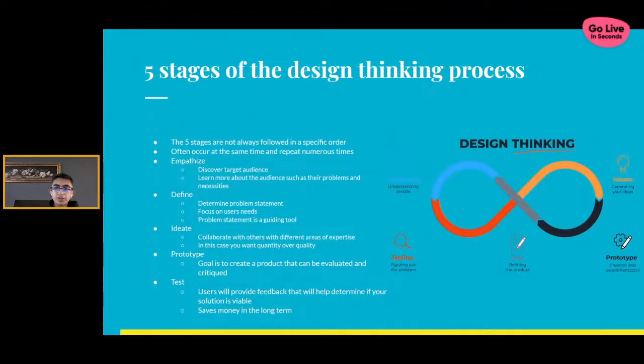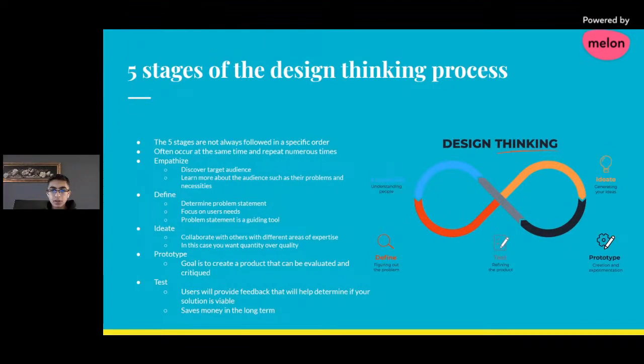What are the five stages of the design thinking process? The five stages are not always followed in a specific order, and they often occur at the same time as well as repeat numerous times. The five stages are empathize, define, ideate, prototype, and test.